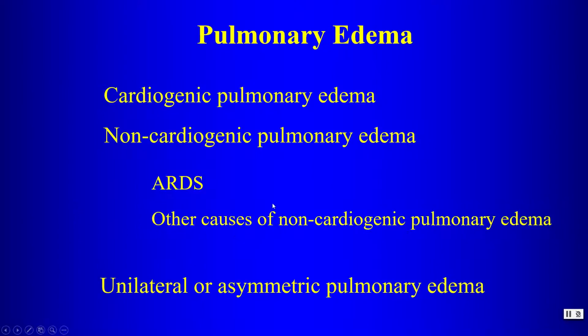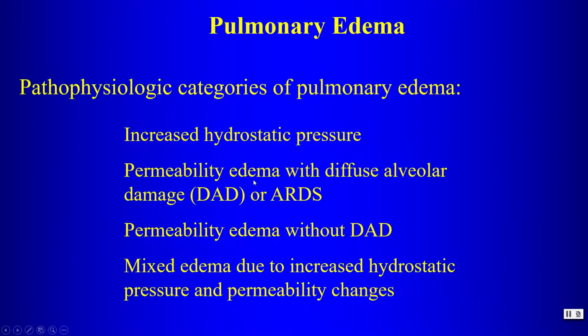So as we said, when we're dealing with pulmonary edema, we want to divide it into cardiogenic or non-cardiogenic, and then a major etiology under non-cardiogenic will be ARDS. There will be other causes also of non-cardiogenic pulmonary edema. And today we will also cover unilateral or asymmetric pulmonary edema.